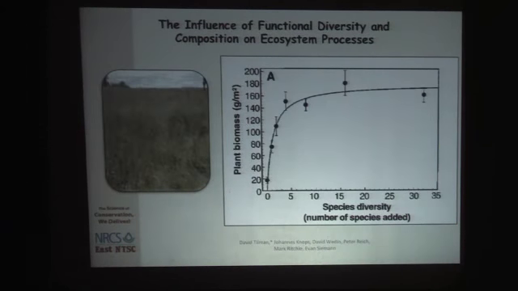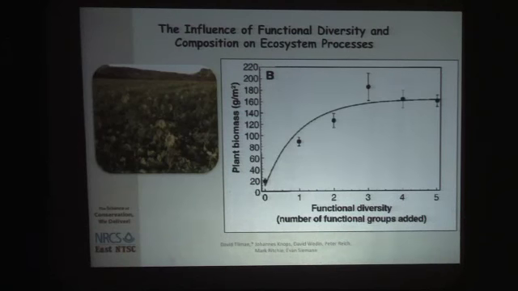Then we talked about functional diversity. Species diversity is the type of species in there. Functional diversity is like legume is a functional group. A broadleaf is a functional group. So when I'm designing these mixes, I like to have 3 functional groups in my mix.